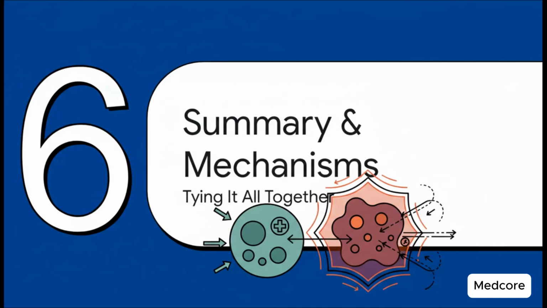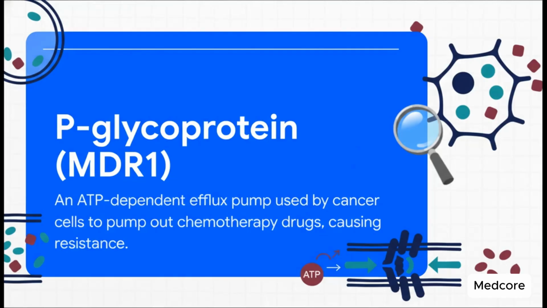All right, let's wrap this up. We're going to tie everything together and talk about one last super important idea. We spent all this time talking about how we find and identify cancer, but we also need to understand how cancer fights back against us. And this is a major way it does it: P-glycoprotein.